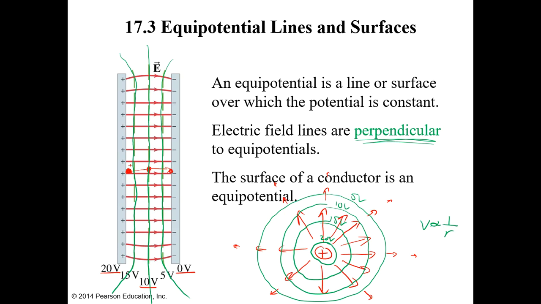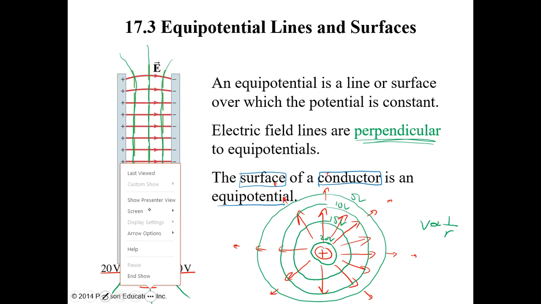Now, one last thing to consider, what if you have a conductor? Well, remember, you don't have electric fields inside of a conductor. So inside of a conductor, you have no voltage. But the surface of a conductor is an equipotential itself. So I'll just draw something here for you.